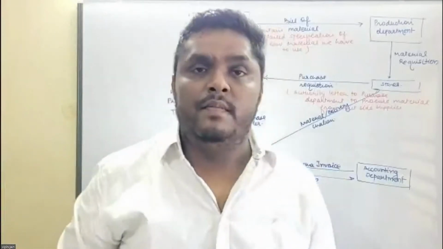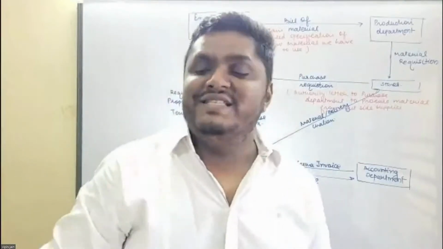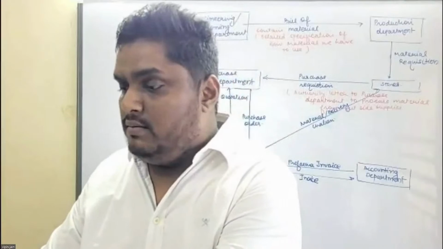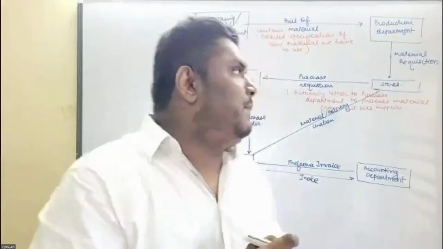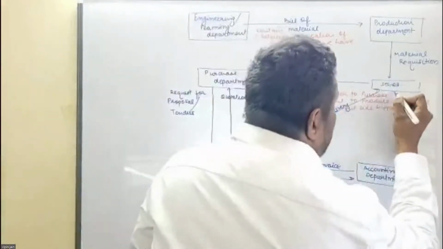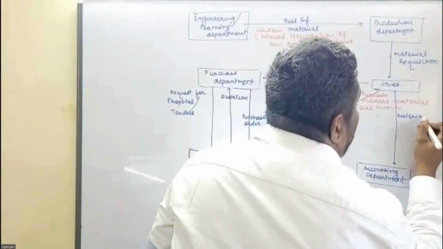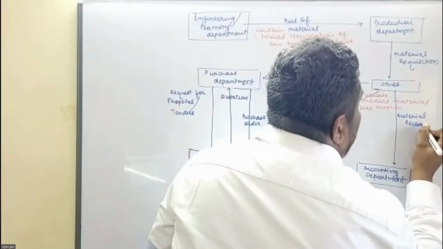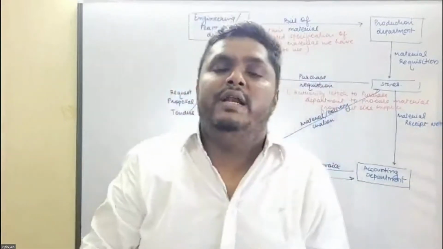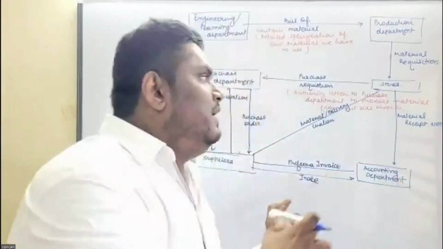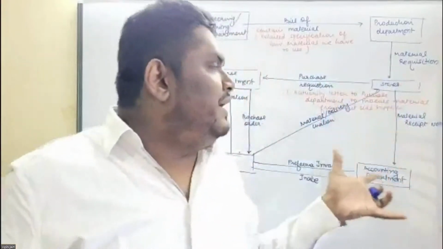Now, once the material is received by the stores department, they will issue material receipt note to the accounting department कि भाई accounting department आपने जिसका payment release किया था उसका material जो है हमारे पास आ गया. So this is how the entire process works.